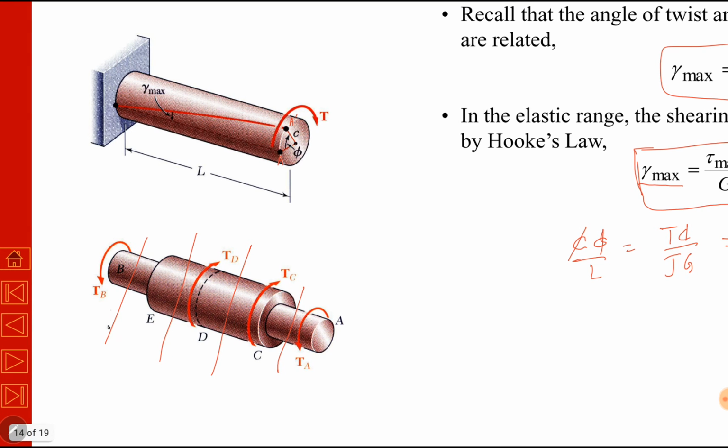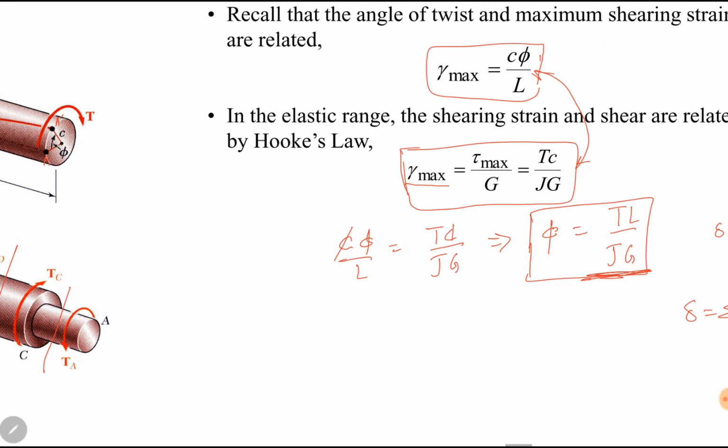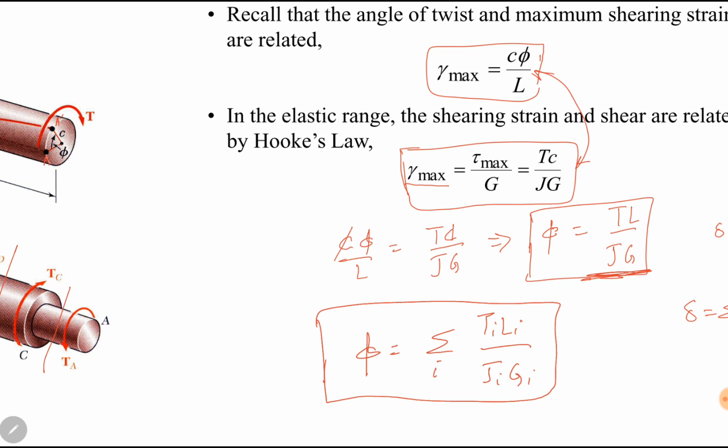and then add it up. If the torque in each shaft is in the same direction, clockwise or counterclockwise, we can add up all the angles of twist. If in any section the torque is in the opposite direction, we will subtract that angle of twist from the total. So the total angle of twist will be the sum of the individual angles of twist. We will use this expression in our numerical problems to find angle of twist.